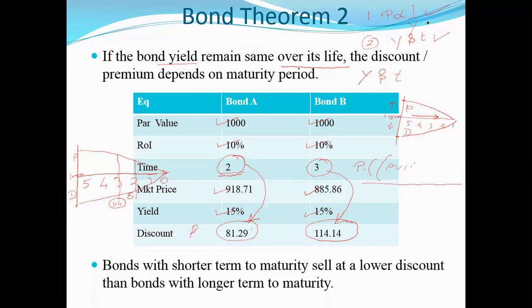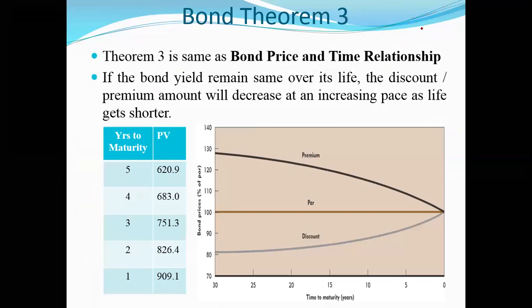Now if I remove this Y from both the sides, what remains? Only P remains and only T remains, right? From theorem 1, price remains, and from theorem 2, time remains, right? Now let's see what theorem 3 talks about. I'm repeating once again. Don't get confused. Theorem 1 talks about yield being inversely proportional to price. Any doubts in this? No.